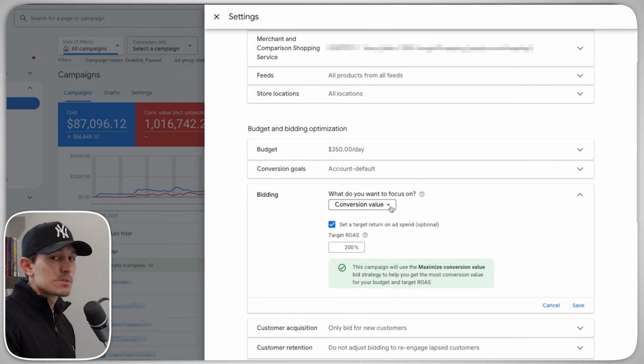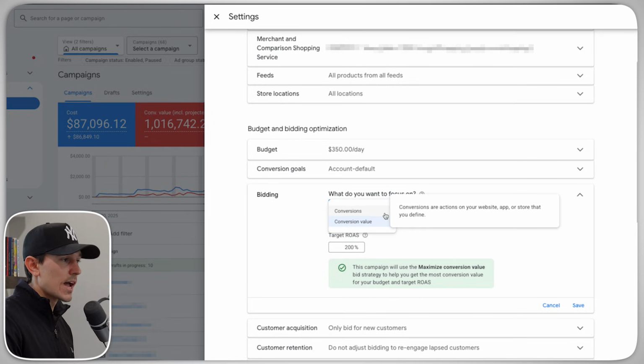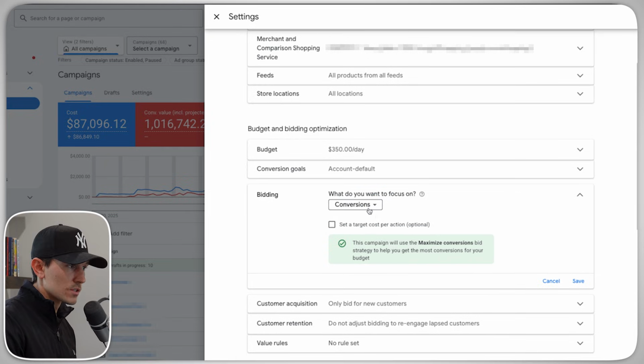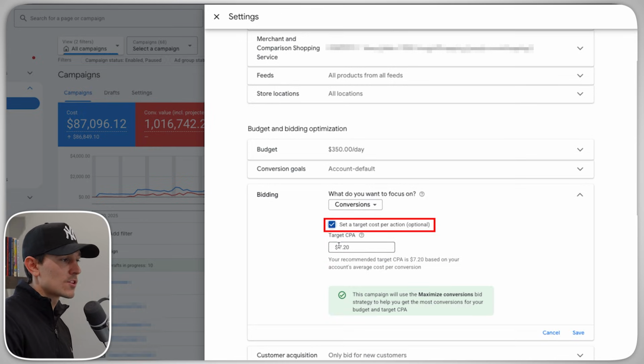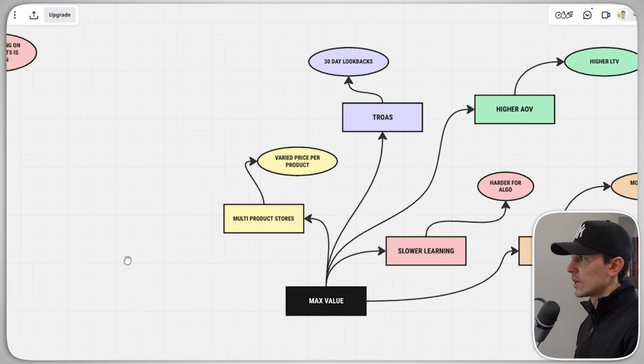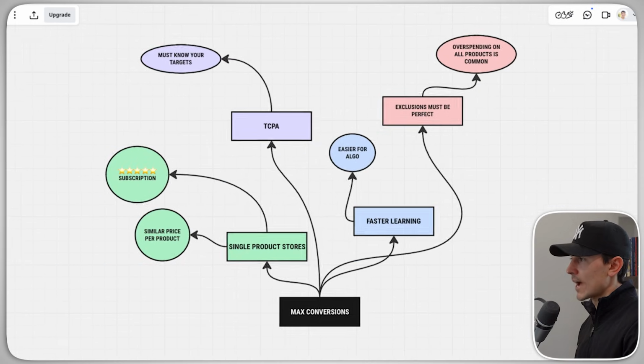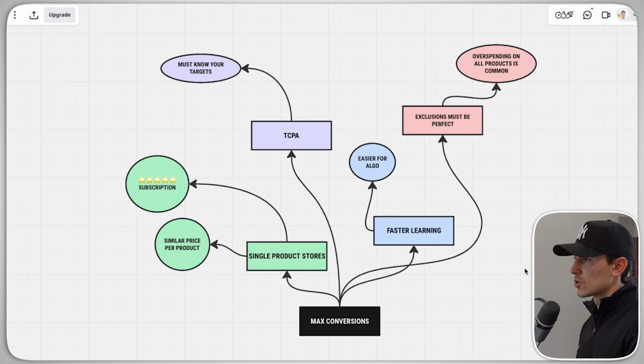Now on the flip side, what happens if you're not going to use maximize conversions value and you want to use maximize conversions? Well, you simply switch right here and click conversions. And what you're going to notice right off the bat is this changes from target ROAS to target cost per acquisition, where we're actually going to be able to set a target CPA. Now, let's not get ahead of ourselves here. Let's float over to the maximize conversions flowchart that I put together.